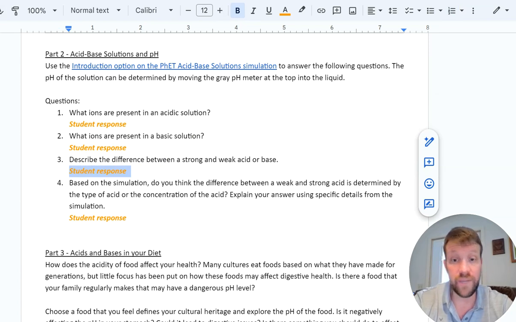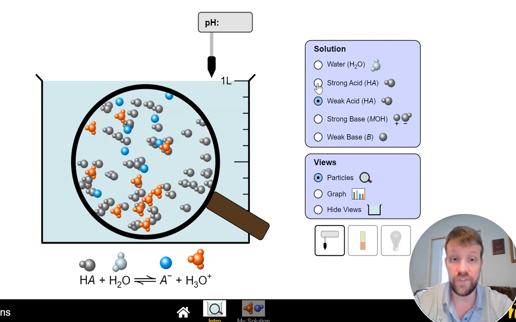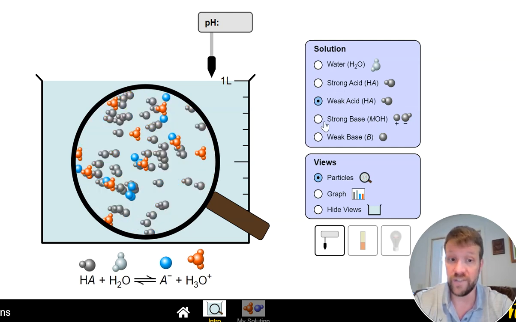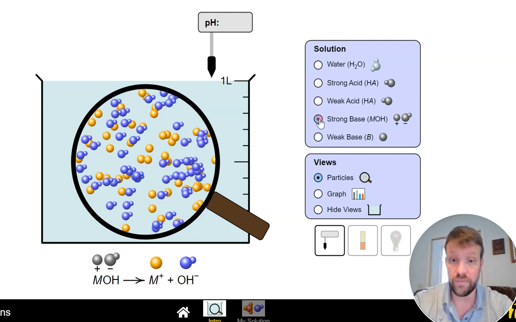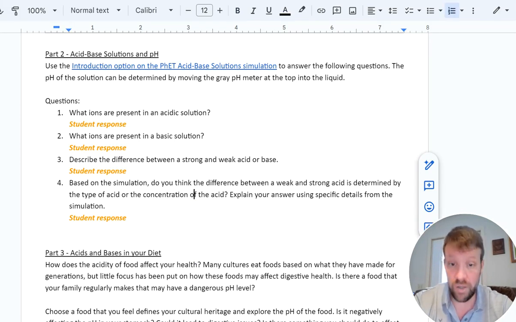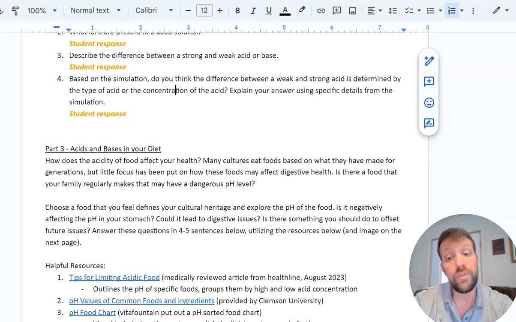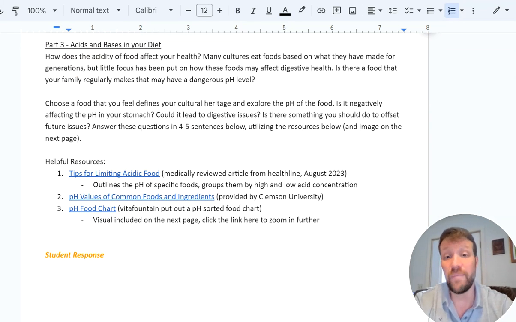So for this, the difference between a strong and weak acid or base, as you go between weak and strong, describe the differences you see in the image, whether it be for the acid or the base. Okay, either one. Describe the difference you see as you go from weak to strong. And then, do you think the difference between a weak and strong acid is determined by the concentration of the acid or the type of the acid? You'll just want to look through that and play with that a little bit and see what you want to respond with there.